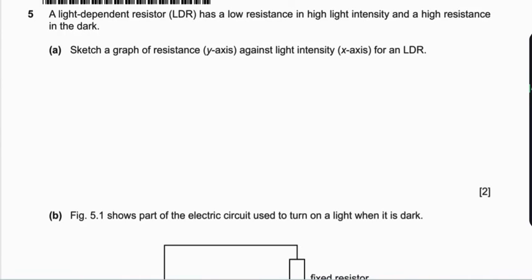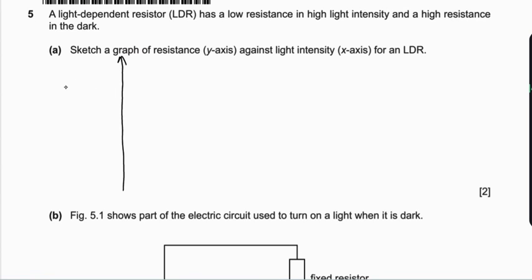Right, a light dependent resistor, an LDR, has a low resistance in light, in high light intensity, and a high resistance in the dark. The question wants us to sketch the graph of resistance versus light intensity. So this is an exponential decay curve.